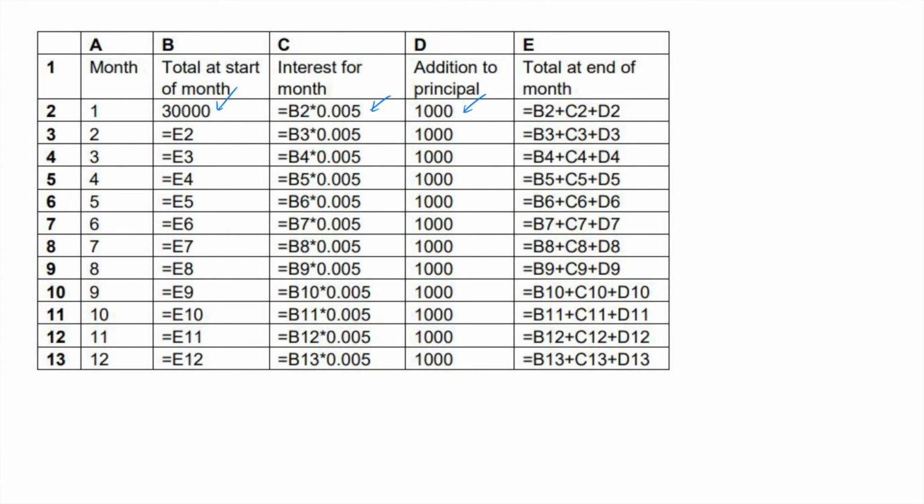So right here, we had 30,000. Right here, we had the interest. And then right here, we had the principal. So our principal plus the interest plus $1,000. And then that value came right here. And then we got the interest on that resultant value. And then once we got the interest and added that to our result, our E2, then we added 1,000 on top of that. So first calculate interest, add it to our value for that month, add 1,000, and then use that value for the next month.